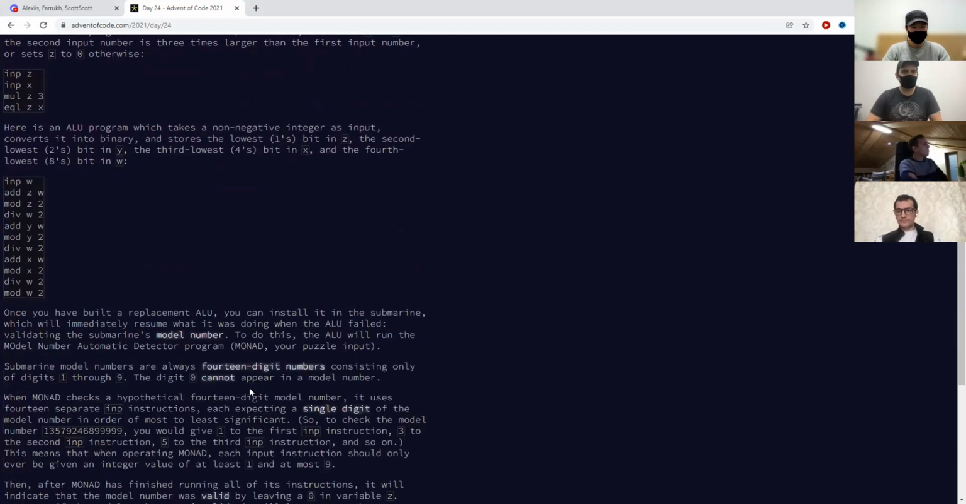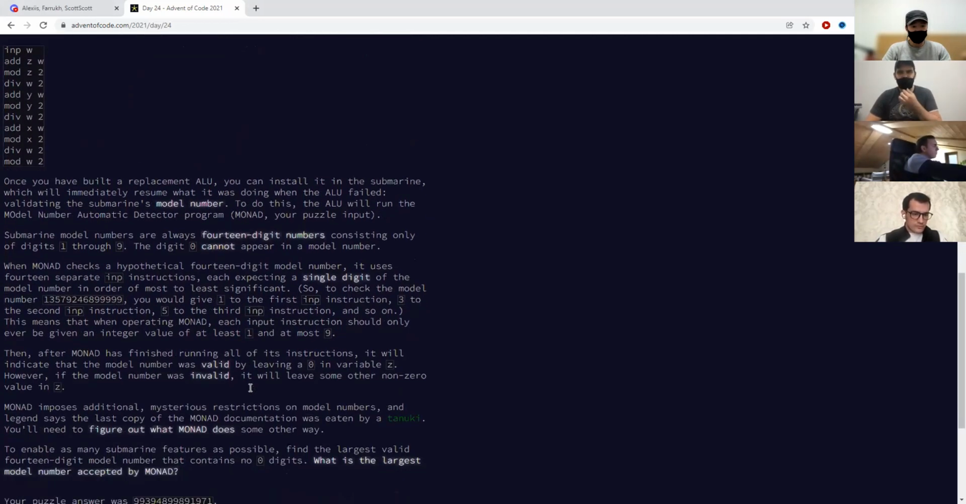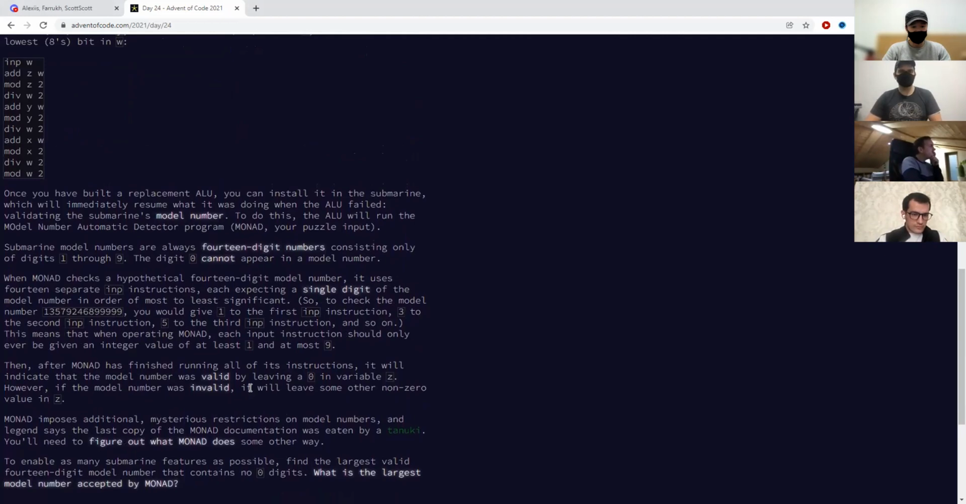It's been a while since I looked at this one. We have 4 values that we're going to track: W, X, Y, and Z. As this stuff comes in, essentially what we're trying to do is get the largest model number that's acceptable by the algorithm that you have been given. We know that it's acceptable because at the end of it, the last register, the Z register, has to be 0. It starts at 0 and ends at 0. And that's a big clue as well.